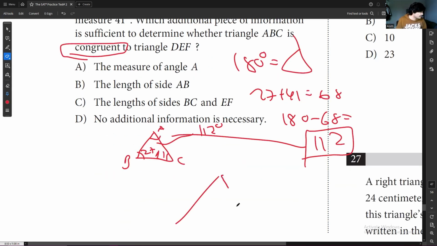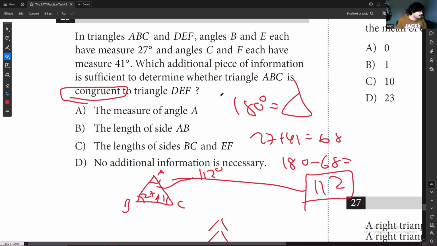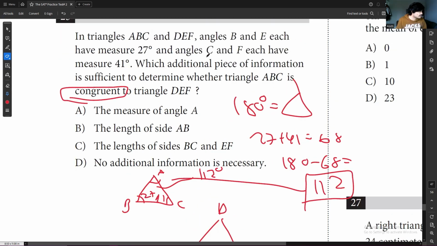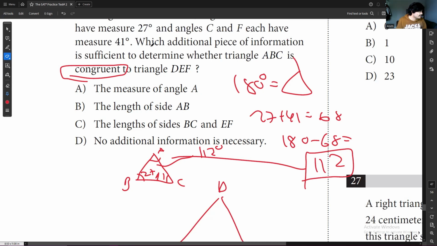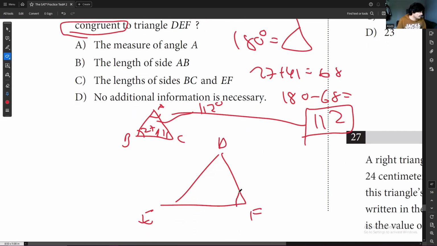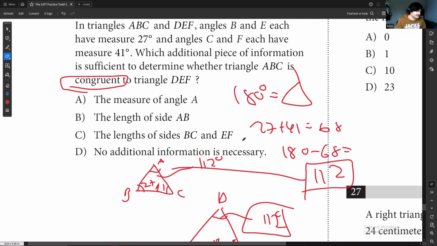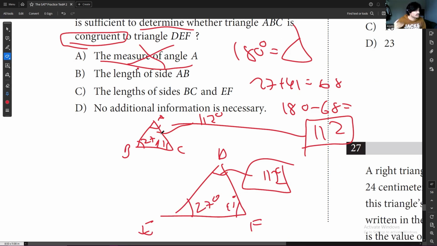So we are also given the information that DEF, hold on, has the same angles. So over here, C and F have 41. So this will be 41, 27. And since we're doing the same thing here, we get 112 degrees over here. These are all degrees, guys. So we know that this triangle is definitely similar, but they're asking how I can determine if this is congruent or not. The measure of angle A is definitely wrong, guys. This is not the way to find it, because I already know the measure of angle A, which is 112.